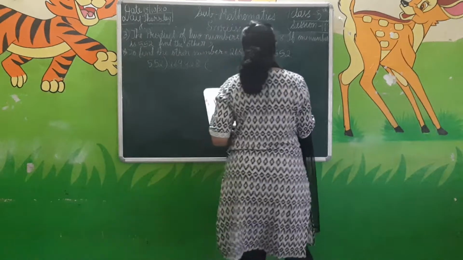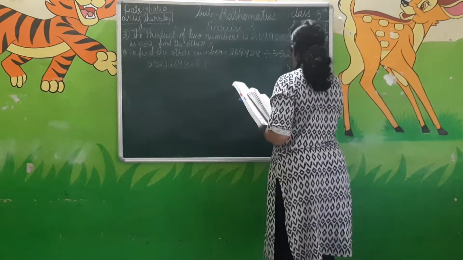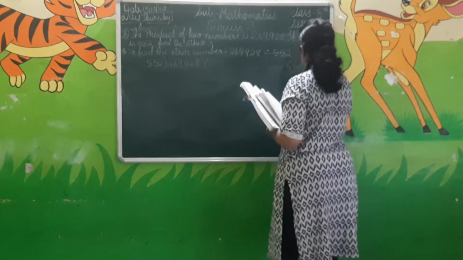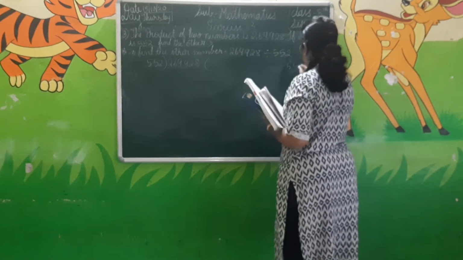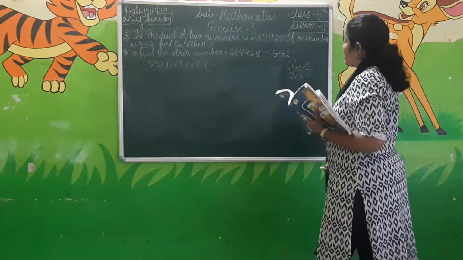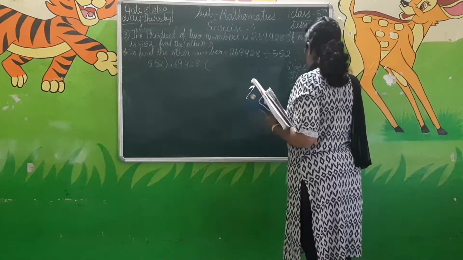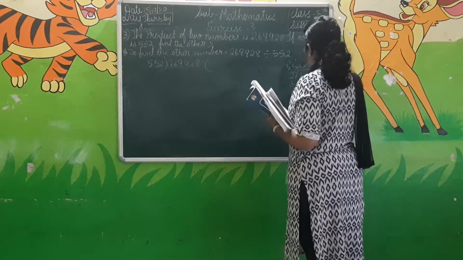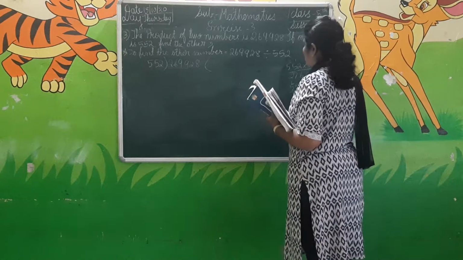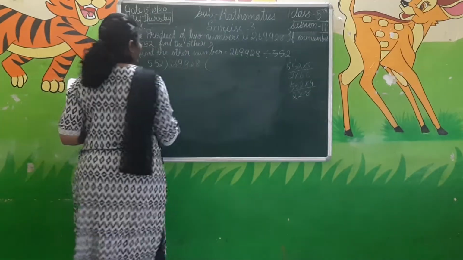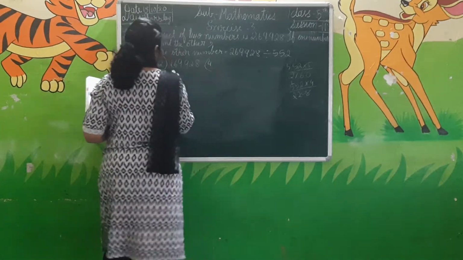552. First you go for the 5. 552 into 5. 5 2s are 10, 5 5s are 25 plus 1 is 26. 5 5s are 25, 25 plus 2 is 27, which is more than 2699. So we have to go back then. 552 into 4. 4 2s are 8, 4 5s are 20, 4 5s are 20 plus 2 is 22, which is less than 2699.